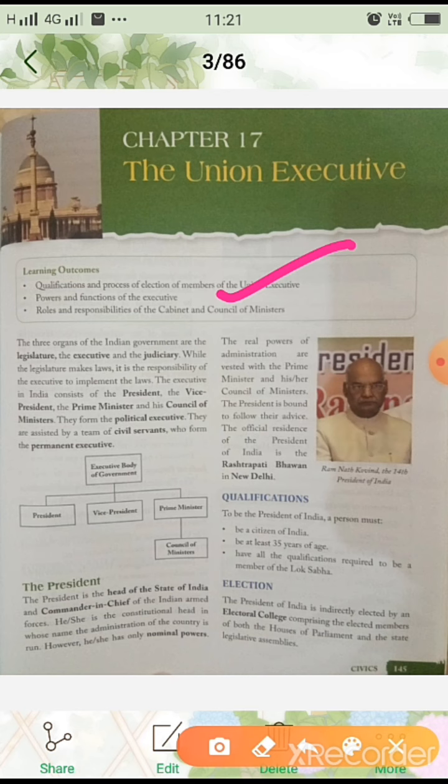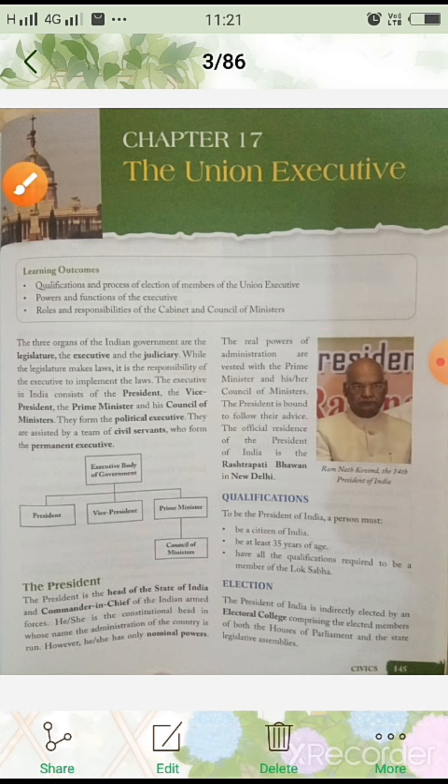And the third thing that you are going to learn is the roles and responsibilities of the cabinet and council of ministers, that is, what are their roles, what do they do, and what are their responsibilities. So these things you are going to learn in this chapter, the Union Executive. Now we shall have the explanation paragraph wise.